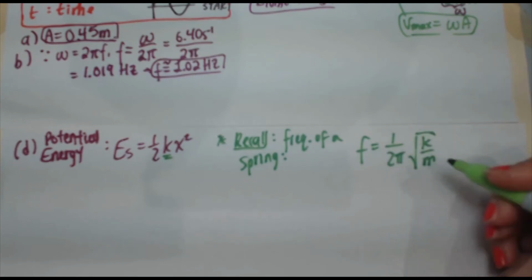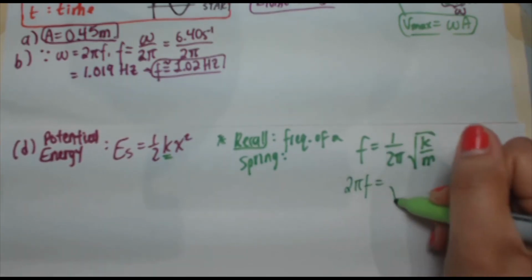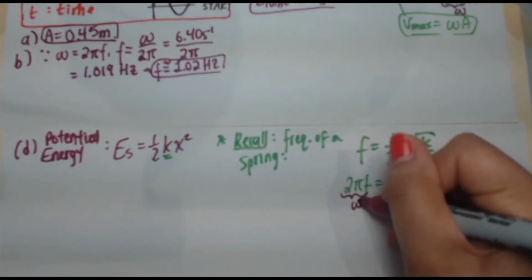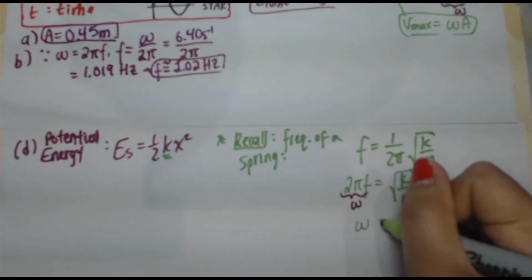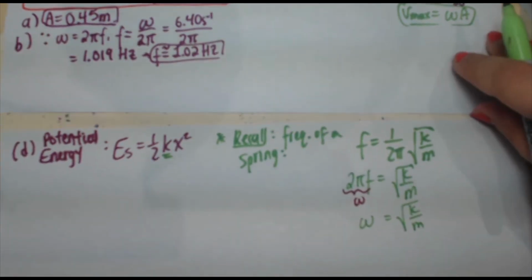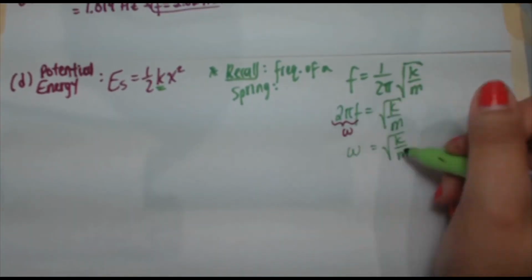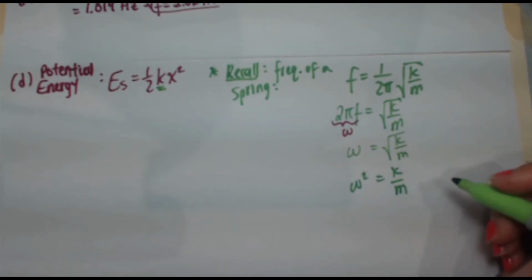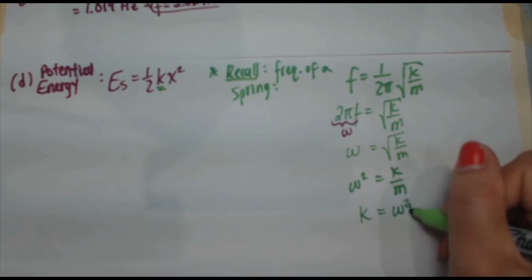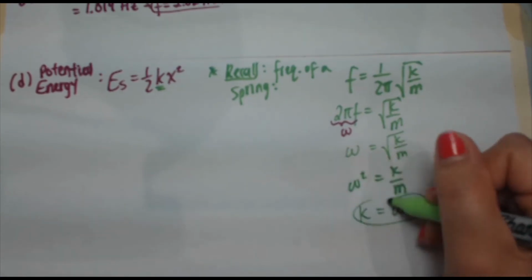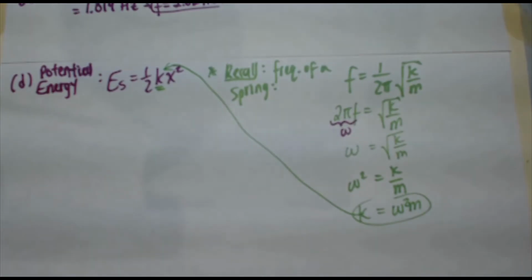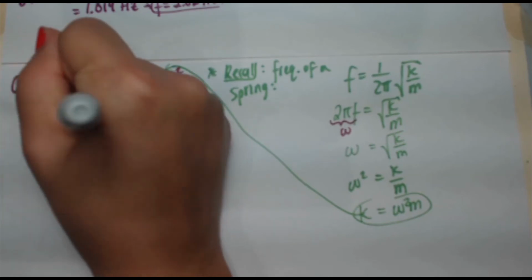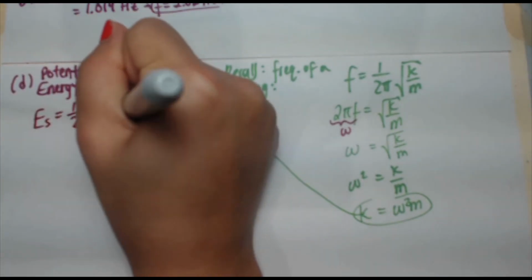First things first, multiply by 2 pi, and you get 2 pi f equals square root of k over m. 2 pi f, that's the same thing as omega. So omega is equal to root k over m. Square both sides: omega squared equals k over m, and finally multiply both sides by m. So k is equal to omega squared m. We're going to use this and plug it in over here. Now we've got Es equals 1/2 m omega squared x squared.